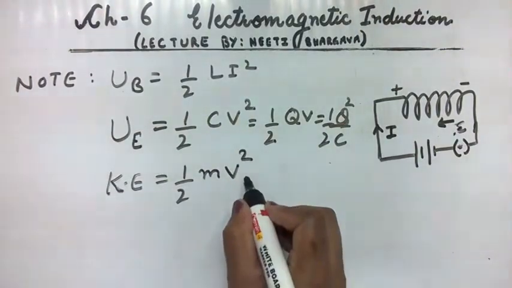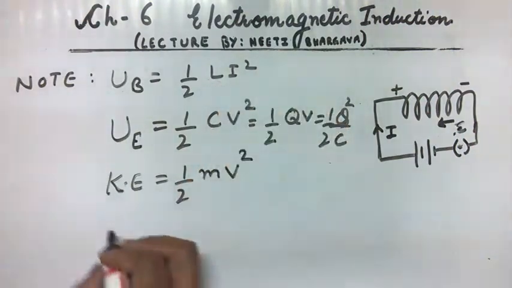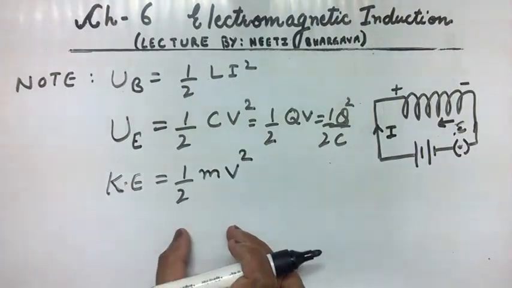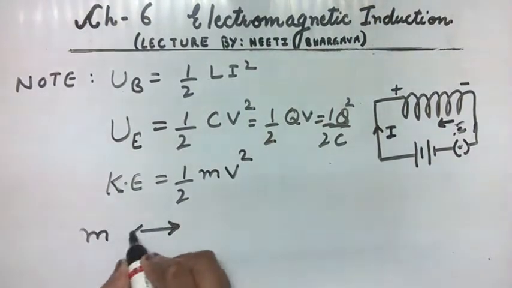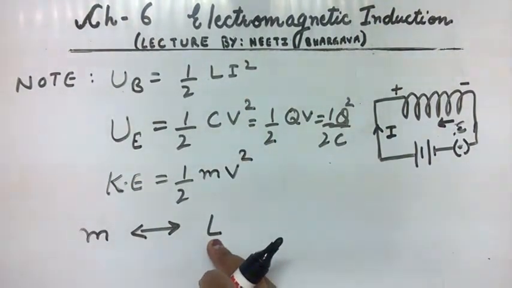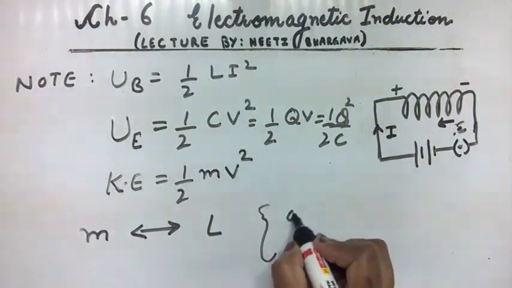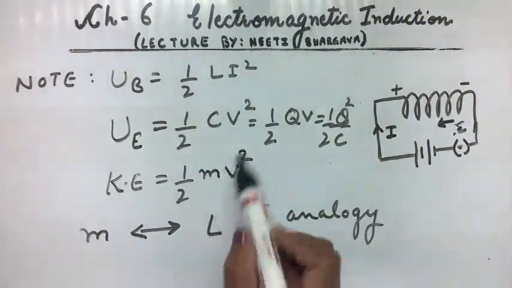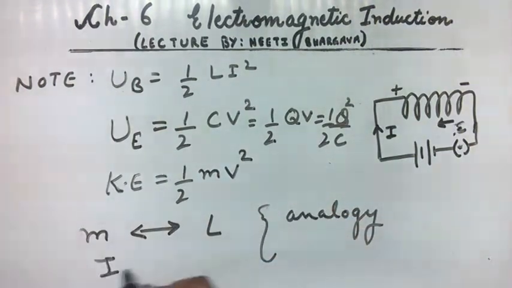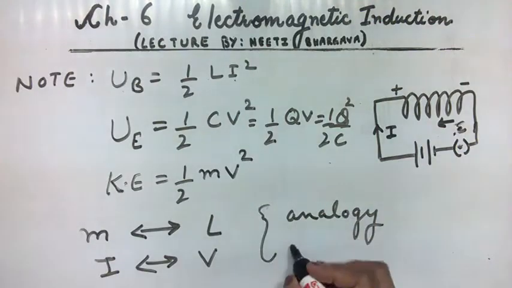So when we compare this m with L, both have the same role. So the analogy is: L is electrical inertia and m is also a measure of inertia. Therefore, in this equation there is an analogy, and here we can compare current with velocity. Both have the same role in the equations. So this is also an analogy.